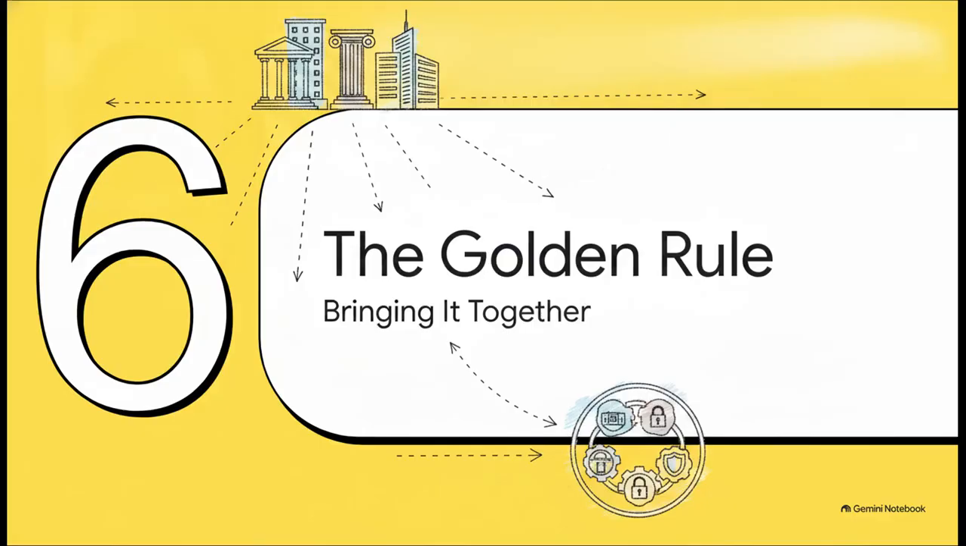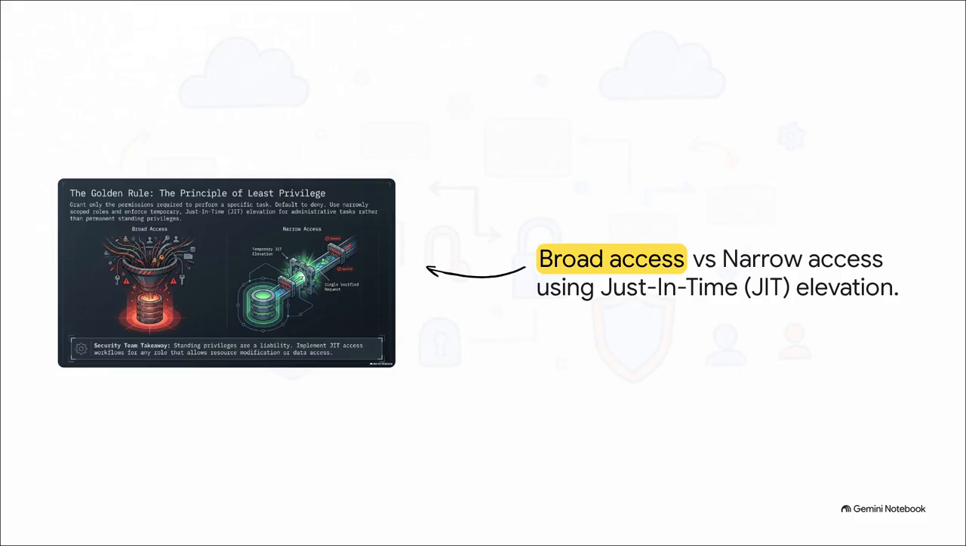Finally, Section 6, the Golden Rule, bringing it all together. So, the crucial point is this, the principle of least privilege. You have to grant only the specific permissions required to perform a specific task, and your default should always be deny. That broad access approach is just a nightmare of lazy provisioning, literally dumping generic keys and permanent standing privileges across your environment. Now consider the narrow access approach. This is where we want to be.